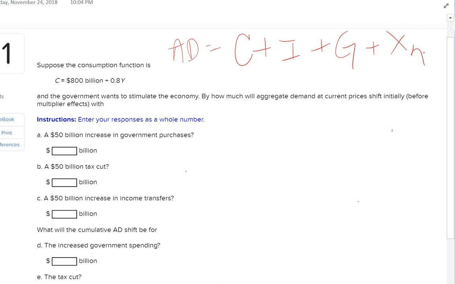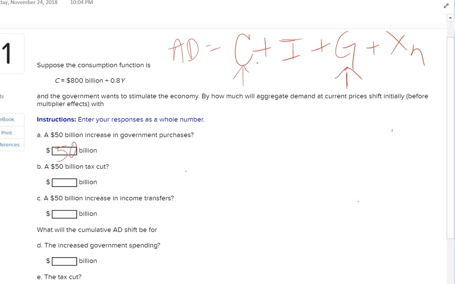So it helps to see how aggregate demand is a combination of the different components. Aggregate demand is consumption plus investment plus government expenditures plus net exports. As we're going through this, we can see how each of these will affect aggregate demand. The first one is a $50 billion increase in government purchases. Well, as you can see, government purchases are a component of aggregate demand. So that's going to be a direct effect of $50 billion.